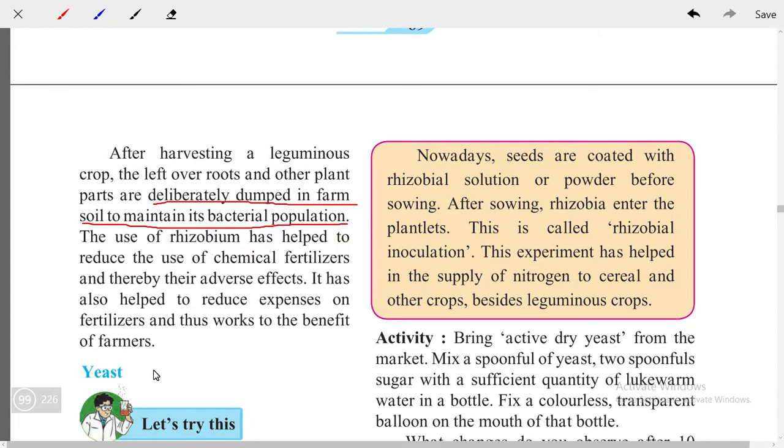It has also helped to reduce expense. खर्च सुद्धा कमी लागतो because chemical fertilizer is costly, and it does beneficial work for the farmer. म्हणून rhizobium is a benefit to the farmer. It gives the benefit to the farmers.